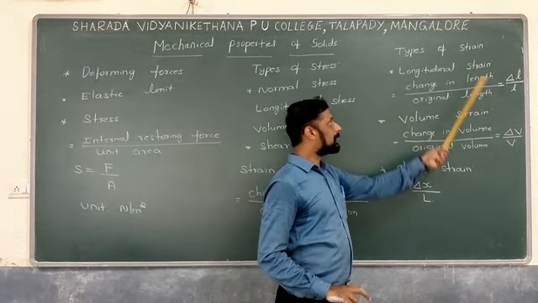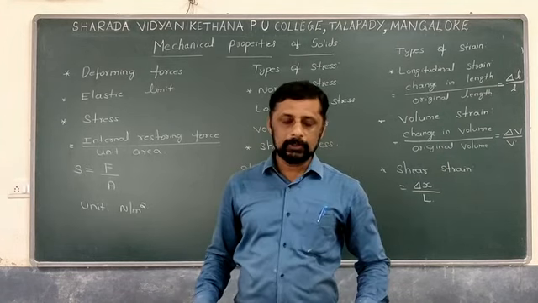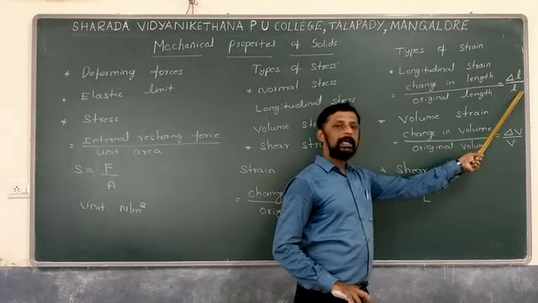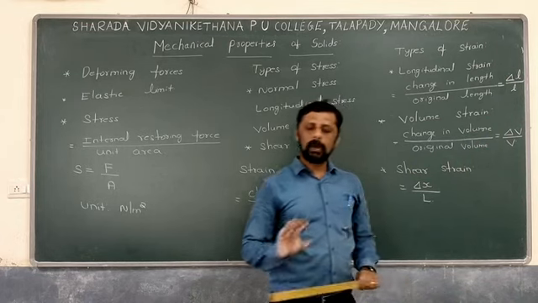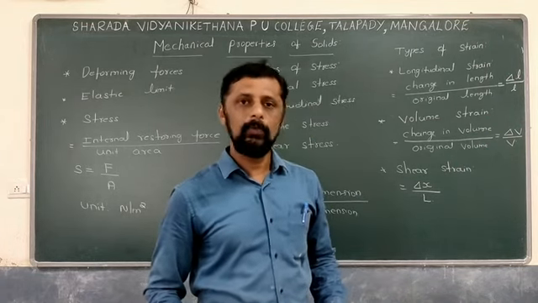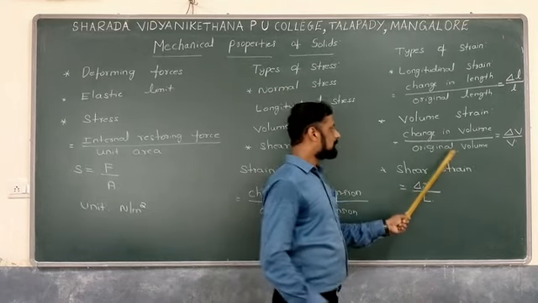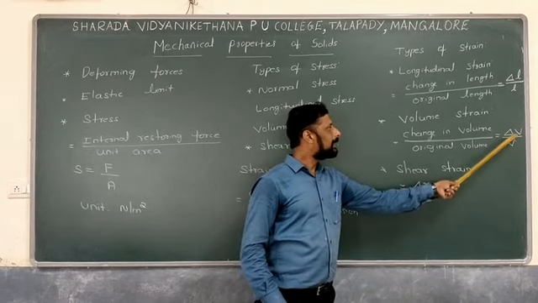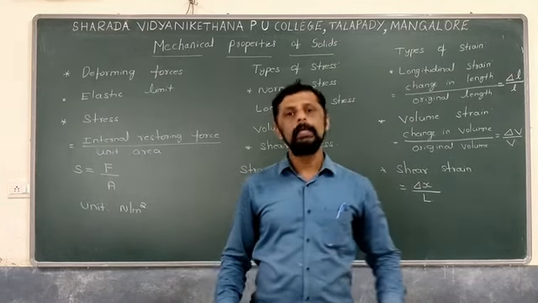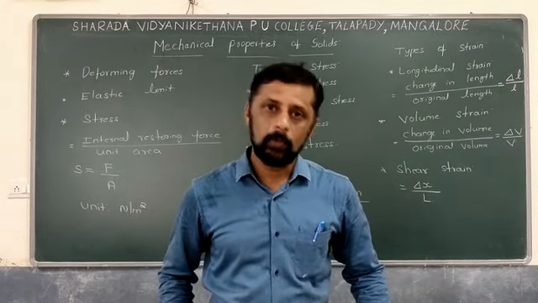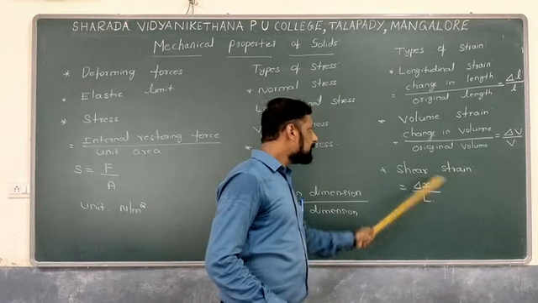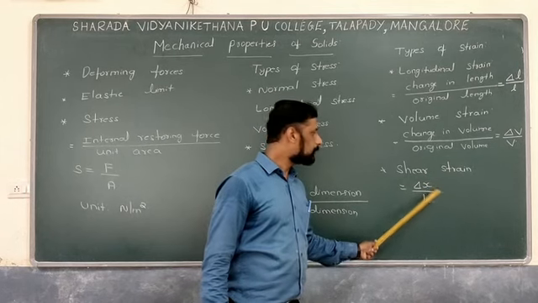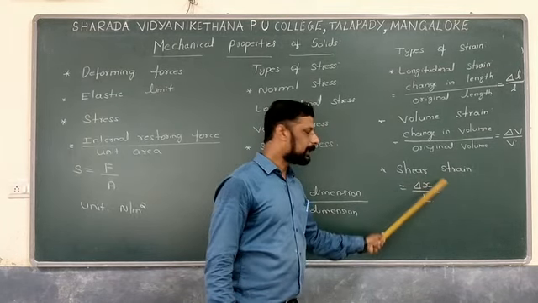First one is longitudinal strain. The ratio of change in length to the original length is called longitudinal strain, and that is given by delta L by L, where delta L is the small change in length, while L is the original length. Volume strain is defined as the ratio of change in volume to the original volume, and that is given by delta V by V, where delta V is the small change in volume, and V is the original volume. Next, the third one is shear strain, the ratio of relative displacement of the adjacent layers to the original length. That is called shear strain.